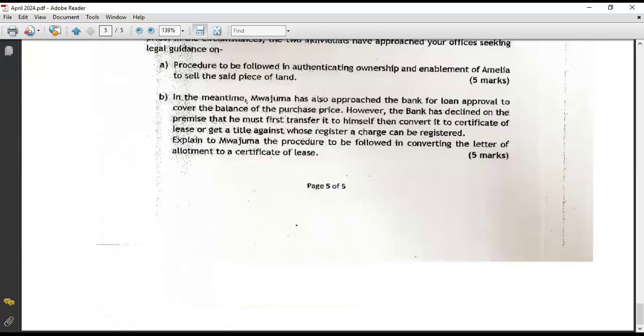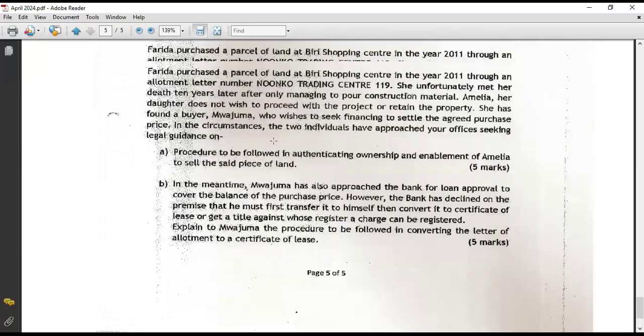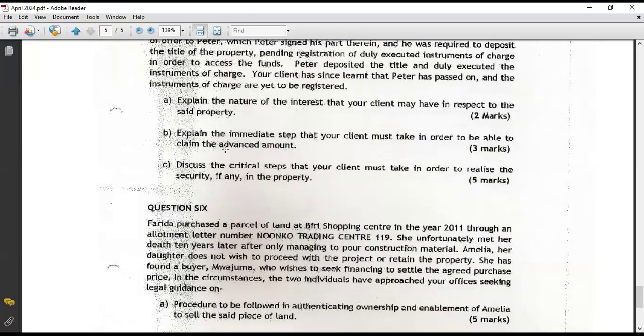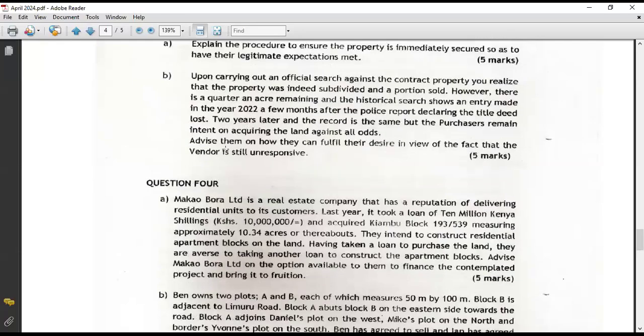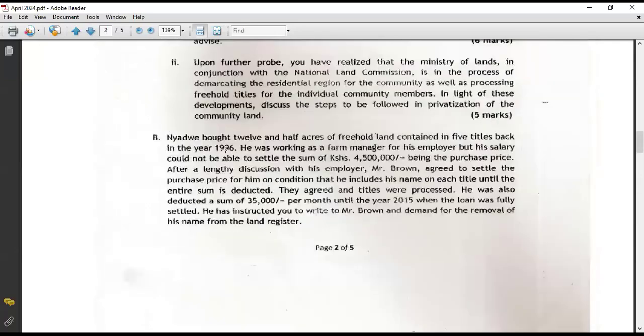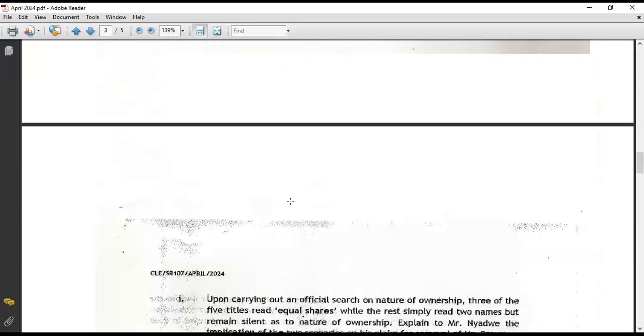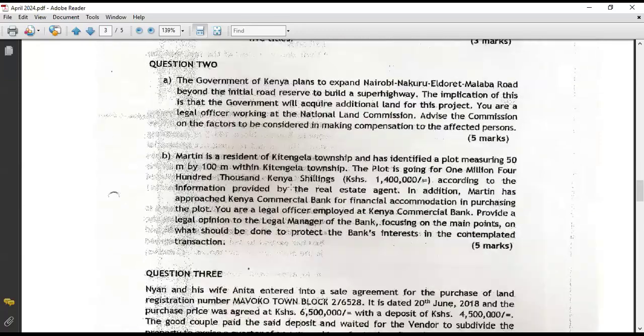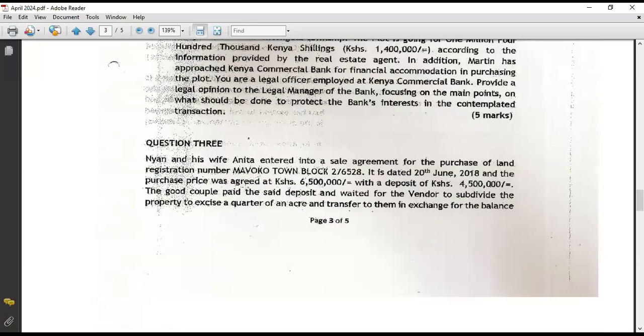So we have come to the end of our question. This was not a very easy paper, but someone who has read the Land Act and Land Registration well and looked at the past papers could still have passed. So I want to project the course outline, because now we are coming to an end of this subject. I want to give you some guidance.